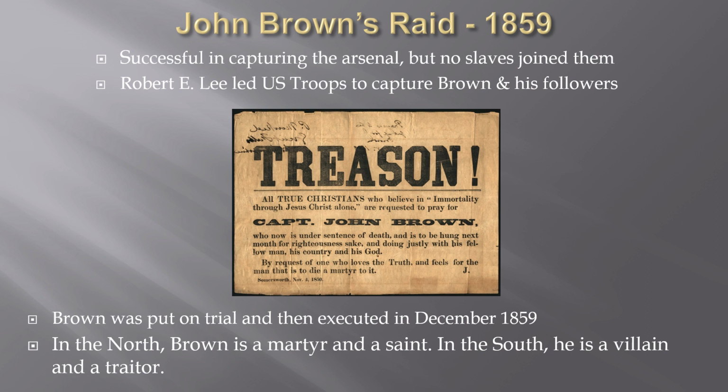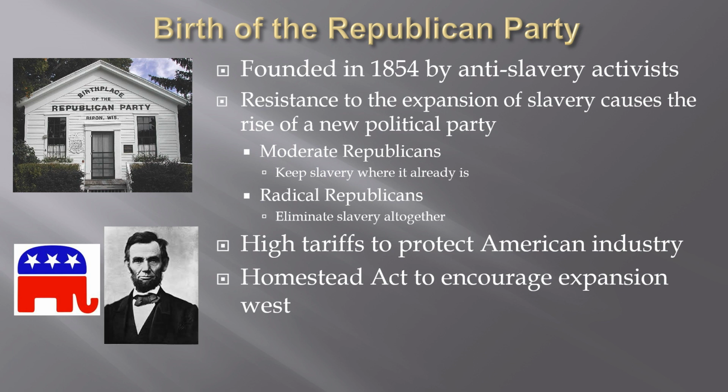This whole John Brown raid at Harper's Ferry plays into all the fears of the Southerners that they're not safe, that there are radical abolitionists that are trying to kill them. In the North, Brown is treated by many as a martyr and a saint. But in the South, he's a villain, he's a traitor. And it's going to further increase the divide between these northern and southern states.